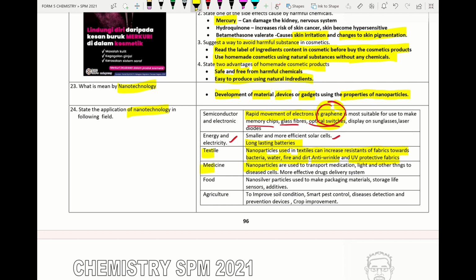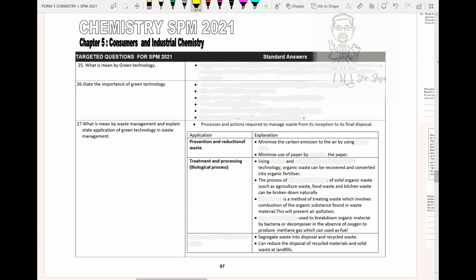Medicine, nanoparticles are used to transport medication, light, and other things to the diseased cells. A more effective drug delivery system. Under food, nano silver particles are used to make packaging material, storage life sensors, and additives. Under agriculture, it is used to improve the soil condition, smart pest control, disease detection and prevention devices, and also crop improvement.